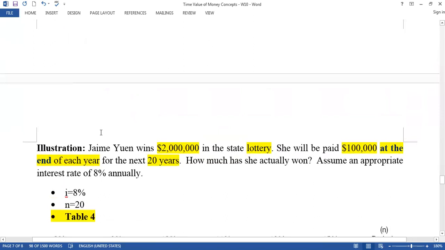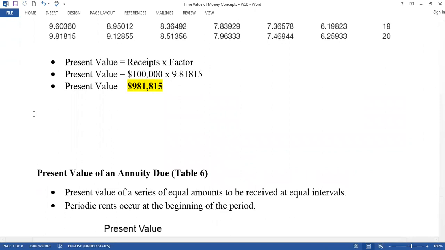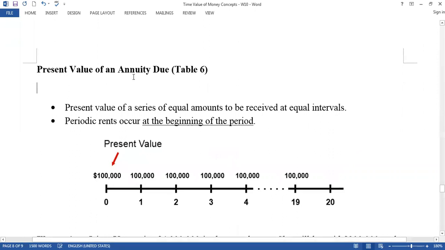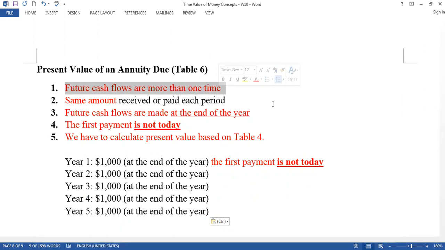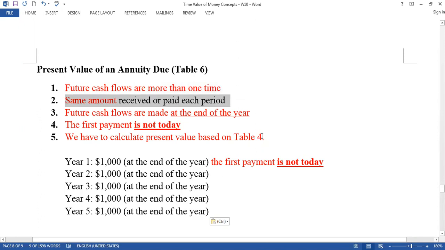So we have another point, it is called annuity due. Look here. The first characteristic is common whether it is an ordinary annuity or an annuity due: future cash flows are more than one time. And the second characteristic is also the same: the same amount you receive or pay.